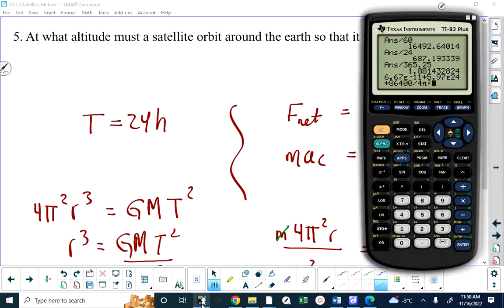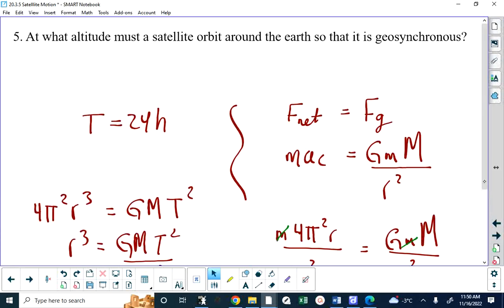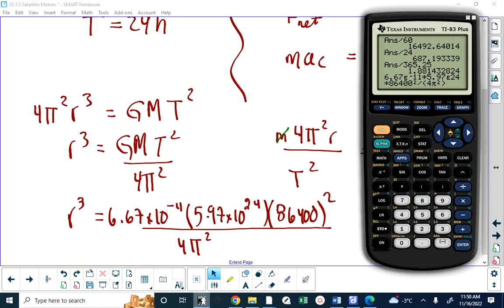So I need to square the time. And then divide by, in brackets, 4 pi squared, or, you know me, I would probably go divided by 4 divided by pi squared. Okay. So there's GMT squared divided by 4 pi squared equals, now I have to take the cube root. The cube root function can be found in the math menu, and then you scroll down to the cube root of the answer.